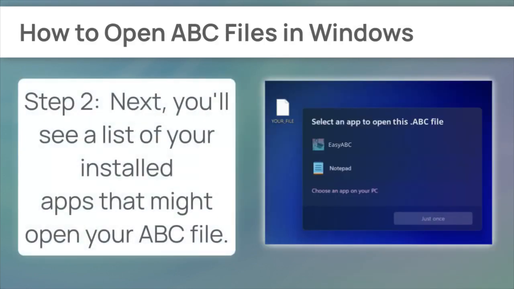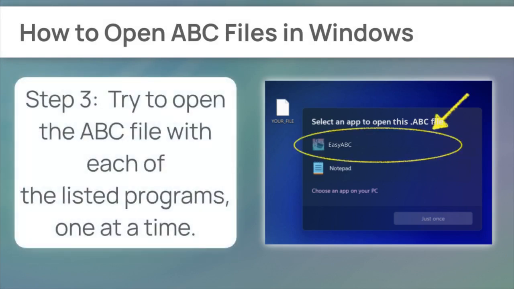Right-click the ABC file and choose Open With. If EasyABC is on your machine, test it. If not, choose another program. We must find the correct software.